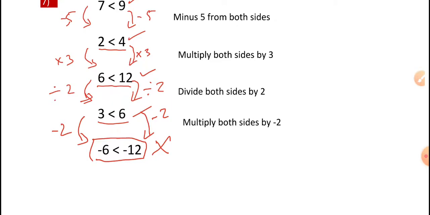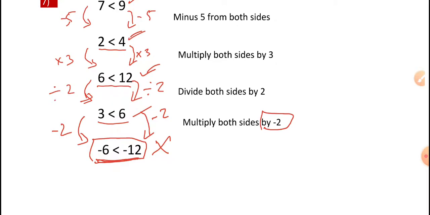If you look at the number line, minus 6 is greater than minus 12. So this statement is not true, because it is saying minus 6 is less than minus 12. So what happened? How come all these statements were true? We could add, we could subtract, and the statement didn't become false. But as soon as we multiplied both sides by minus 2, the statement became false.